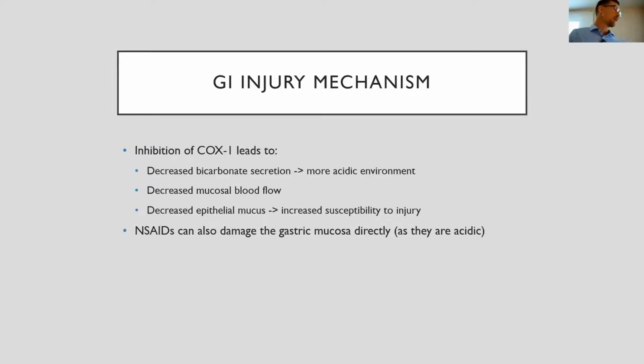GI injury, how does it actually affect the GI tract? Well, inhibition of cyclooxygenase leads to decreased bicarbonate, which increases the acidity of the environment. It also decreases mucosal blood flow. It also decreases epithelial mucus production. So it's actually working 3 different ways against us to injure the gastric mucosa.